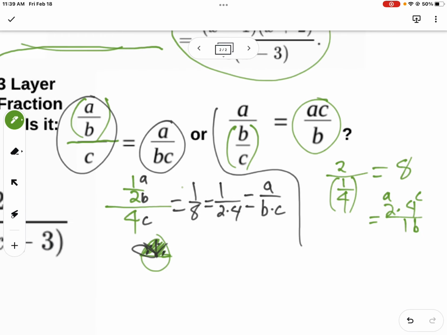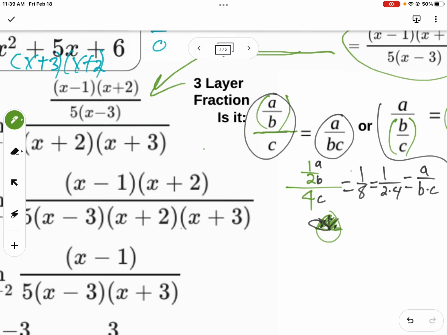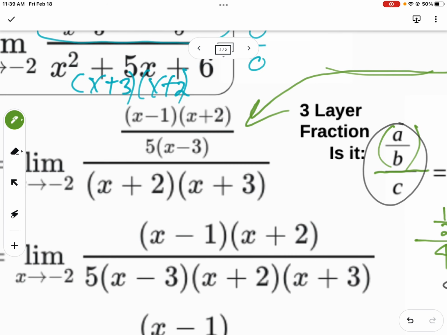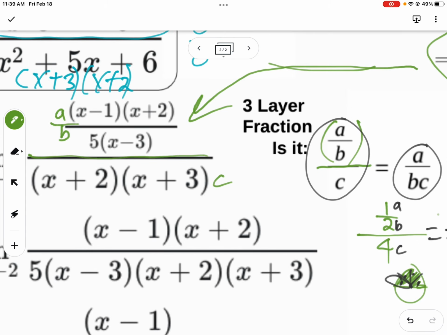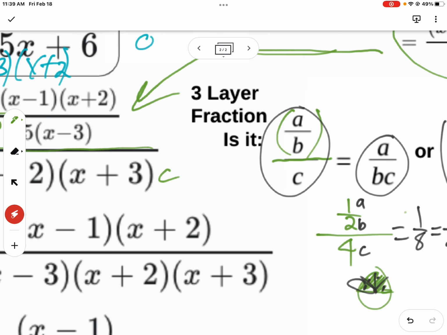Okay, so which one do we have? To me it looks like A over B right there, and then all divided by C. Well, look at that, would you? Looks like we have this scenario. So that becomes A over BC.